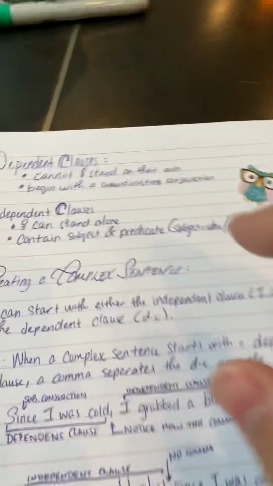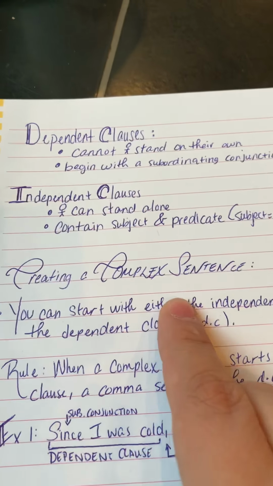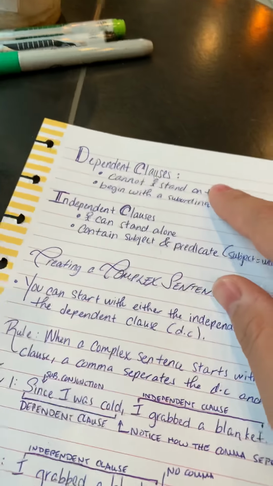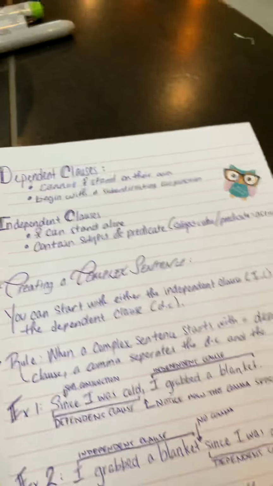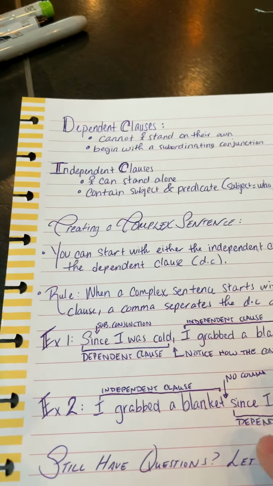I want to go over complex sentences with you all. A complex sentence has two different parts to it. It has a dependent clause and an independent clause. So for us to be able to create complex sentences, we have to know what both of those things are, right?